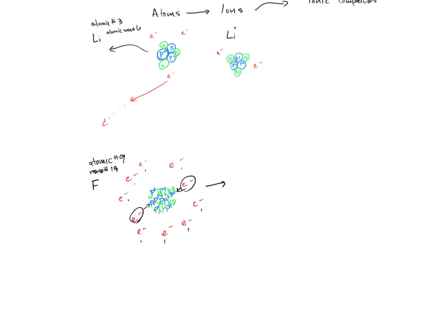Oh, I drew too many. Why didn't somebody say anything? 1, 2, 3, 4, 5, 6, 7, 8, 9. There you go. So now I have 1, 2, 3, 4, 5. They have 7 around the outside. It just needs one more. And of course, remember lithium up here? Well, lithium has that one more. So it takes this electron. And when it takes that electron, now we have fluorine with a -1 charge.